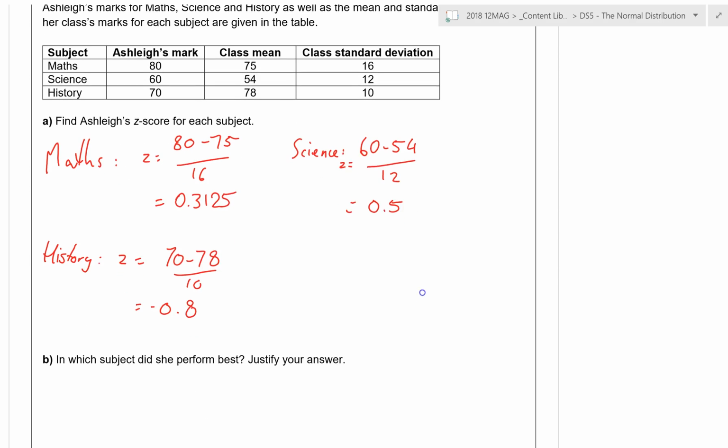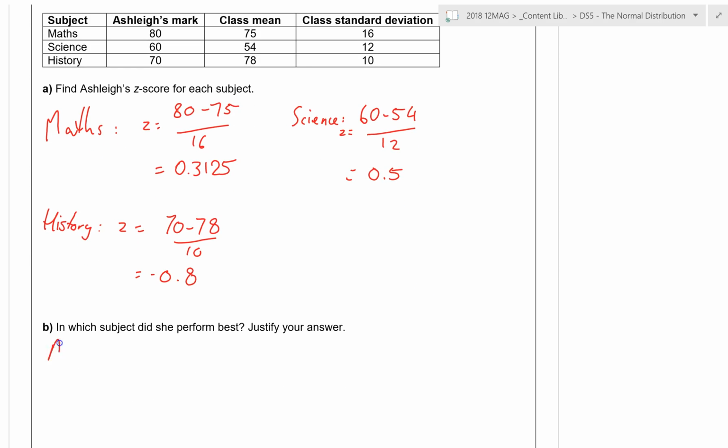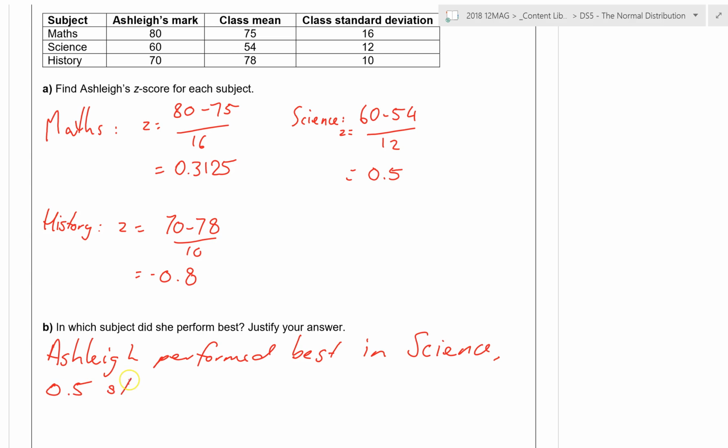And which subject did she perform best? Ashley performed best in science. Half a standard deviation, 0.5 standard deviations above the mean.